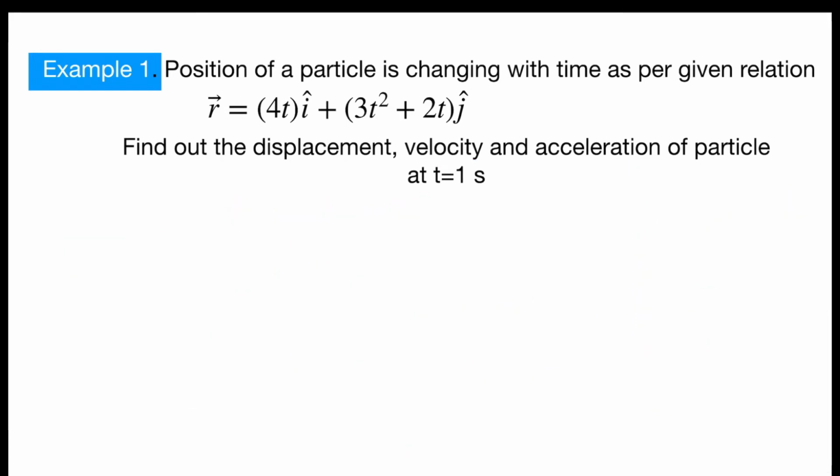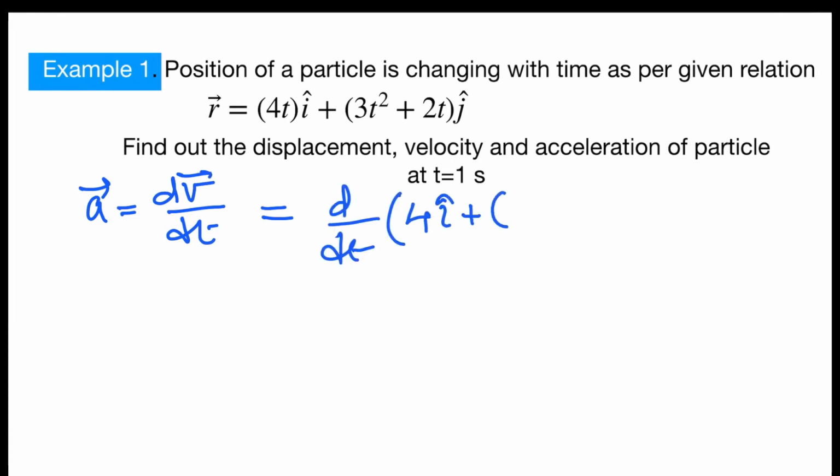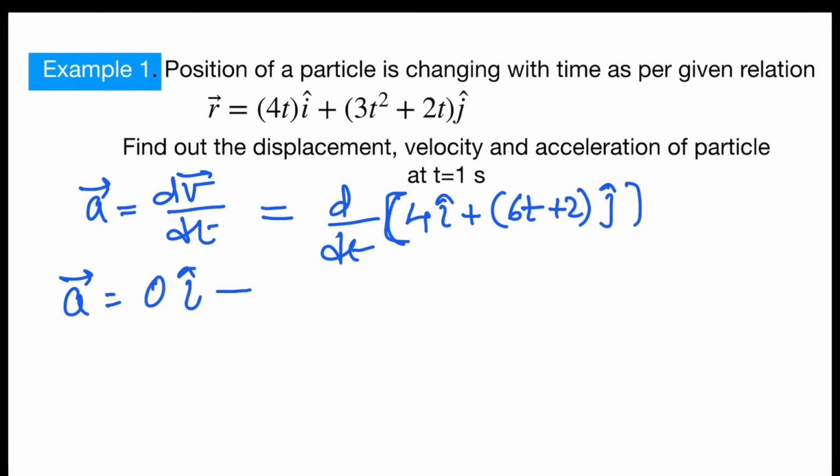Now let's move to the acceleration. So acceleration a is given by the derivative of velocity with respect to time. In the previous part of this question, we found the velocity vector 4i plus (6t plus 2) j cap. So acceleration can be written as 0i, because the derivative of any constant is 0, plus 6j. So the acceleration component in x direction is 0 and in y direction is 6 meter per second square.